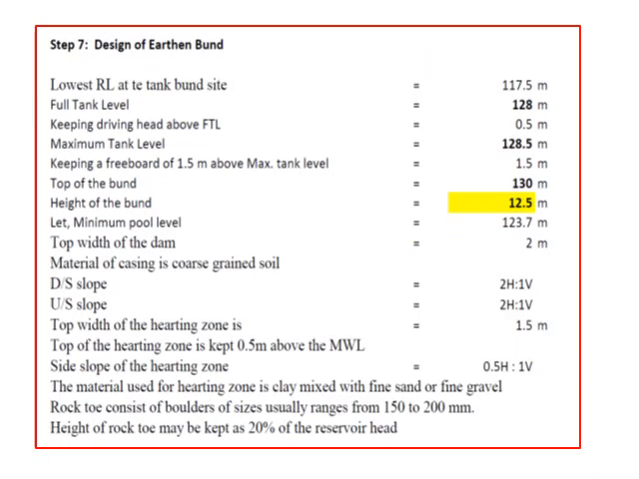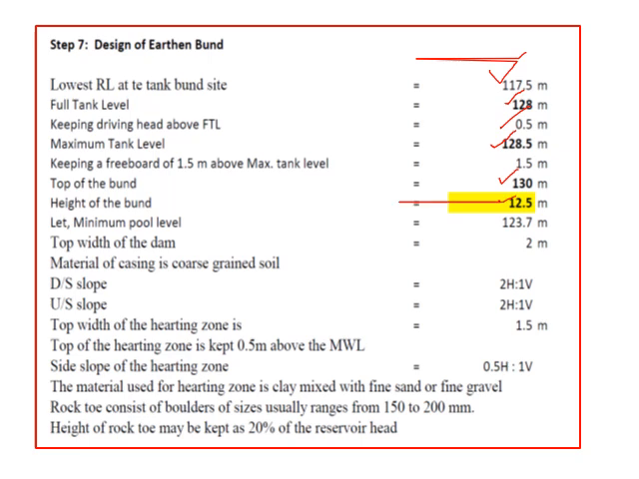I'm not going into the detail of the design of the earthen bund and the stability analysis. However, I have fixed the lowest RL, which you know is 117.5. We have already fixed the full tank level, which is 128. We have kept the driving head, which is 0.5 meters. Hence, the maximum tank level comes to 128.5. I have given a freeboard of 1.5, so that fixes the top of the bund. So now you know that the height of the bund is 12.5 meters.